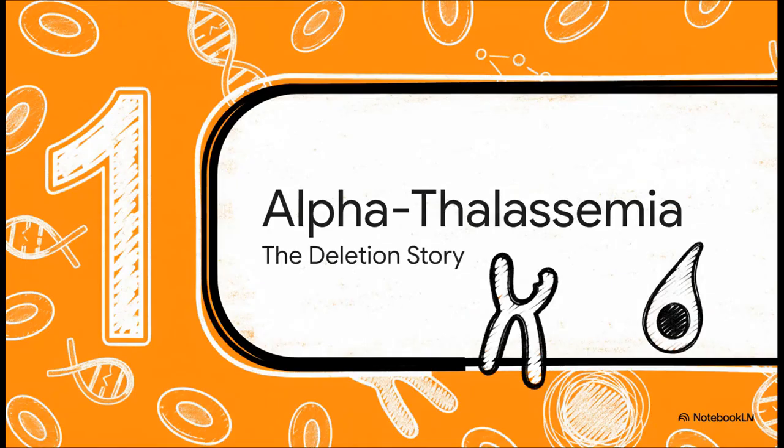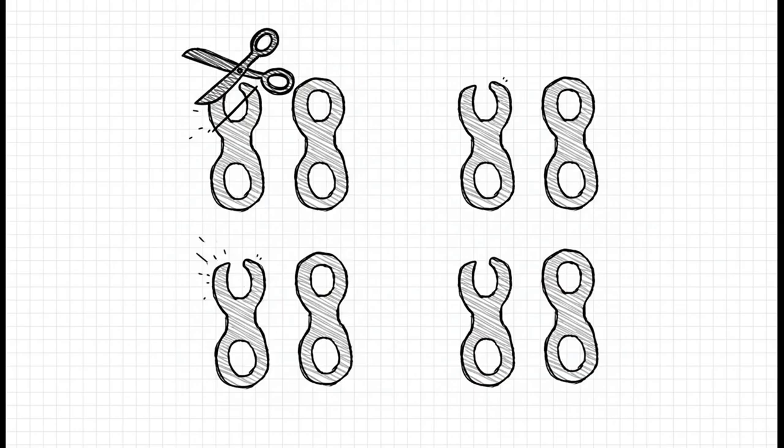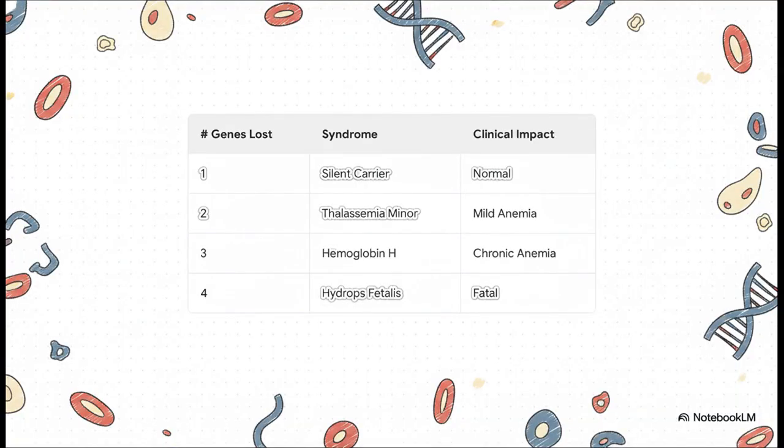All right, first up is alpha thalassemia. And if there's one word you need to burn into your brain for this one, it's deletion. See, the issue here isn't a faulty gene, it's a missing gene. Every person has 4 alpha genes in total. We get 2 from each parent on chromosome 16. The severity of the disease, from being completely asymptomatic to being fatal, depends entirely on how many of those 4 genes are just gone. And this table here, it lays out the whole spectrum perfectly.